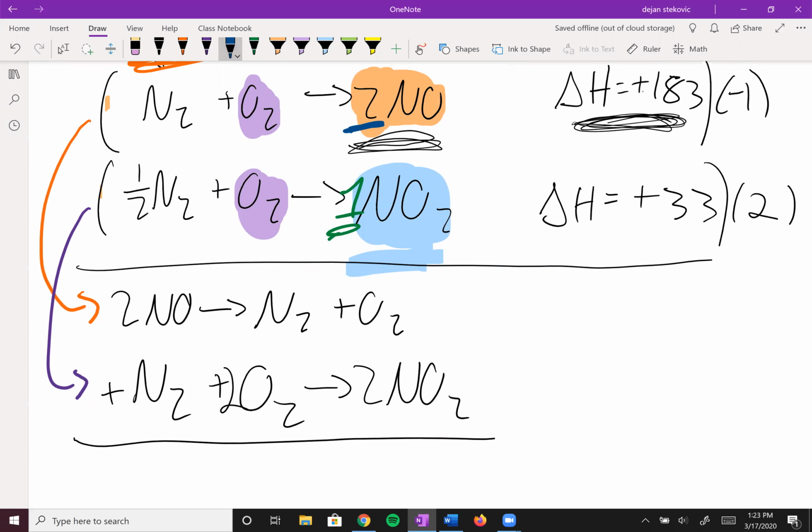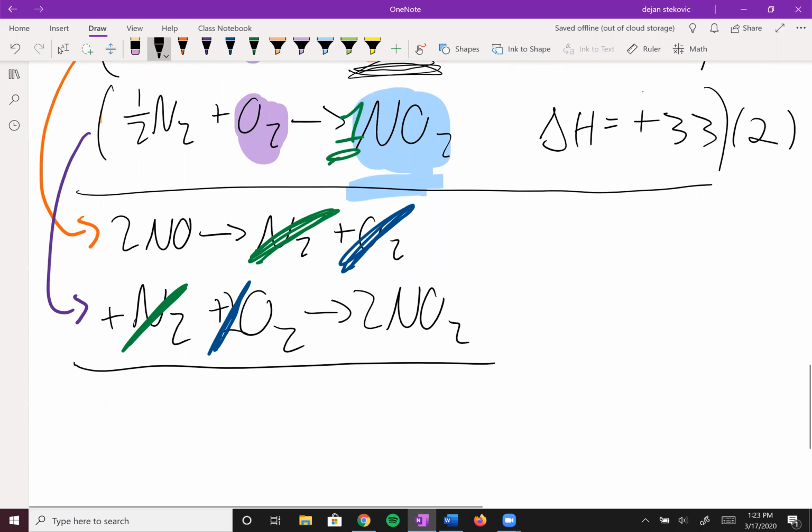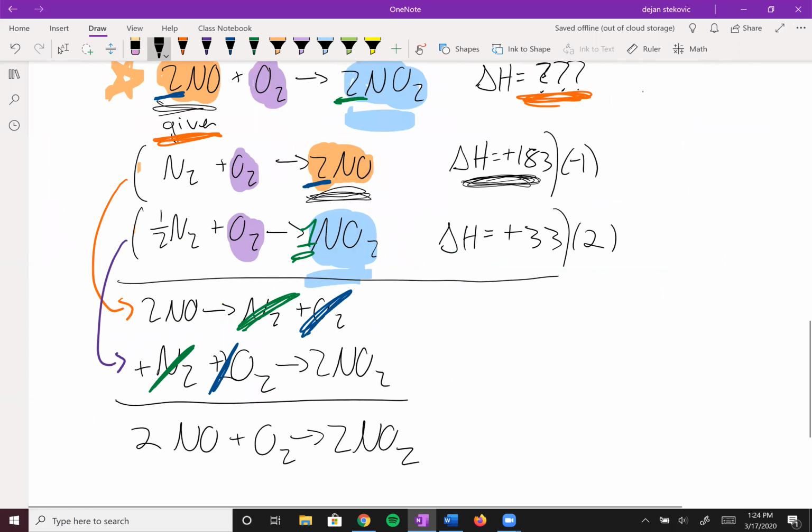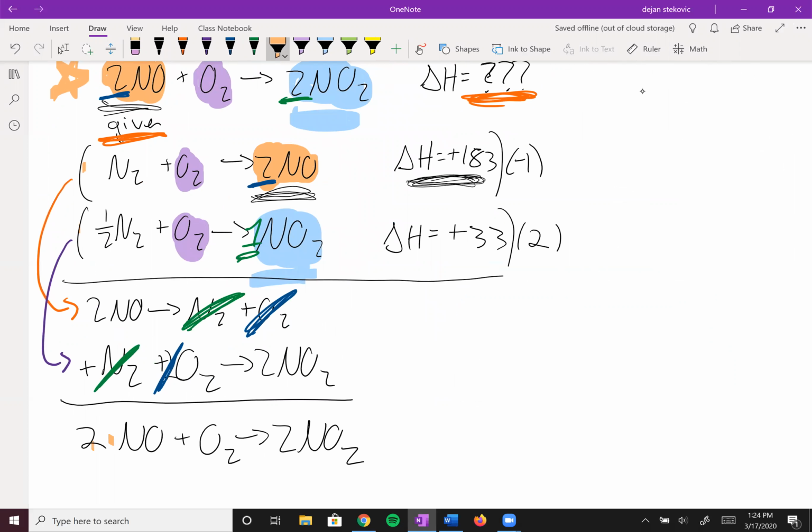Things that show up on both sides will cancel out. So one of these oxygens will cancel out with this oxygen, and this N2 will completely cancel out with this N2. So what we end up with is 2NO plus an O2 going to 2NO2. And so if we take a look at what we wanted, we have that component, we have this component, we have that component. Our equation looks just like what we want it to look like.